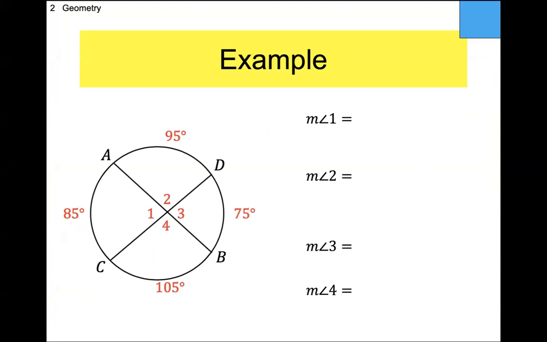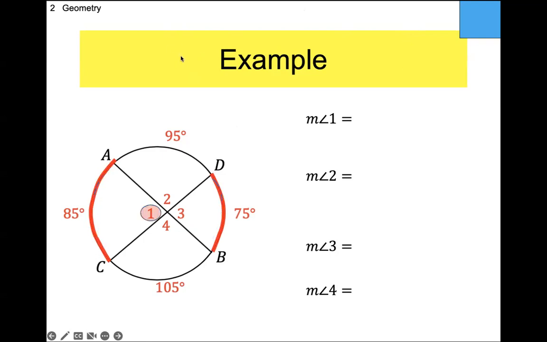So let's see. Well, we can do this in any order we want, but it makes sense to start with 1 because, well, 1 comes before 4. So angle 1, I'm going to do some blue, is right here. So it would be equal to this arc, the one that's across from it, and the other one that's across from it, added together, divided by 2. All right, so that angle is equal to those 2 arcs, added together, divided by 2.